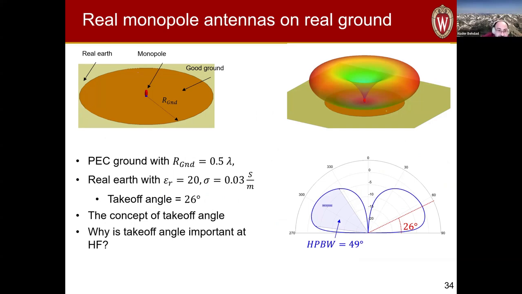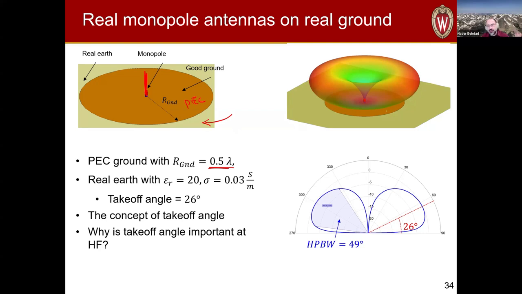So what I've done here is now I've taken that same monopole antenna that I had on a ground plane, which is a PEC ground plane. This circular object is a PEC ground plane. The radius of this PEC ground plane is half a wavelength. The diameter is about 1 wavelength or so. And then this entire thing is placed on real Earth. So this is real Earth here. And what does real Earth mean? It means that it's basically dirt, right?